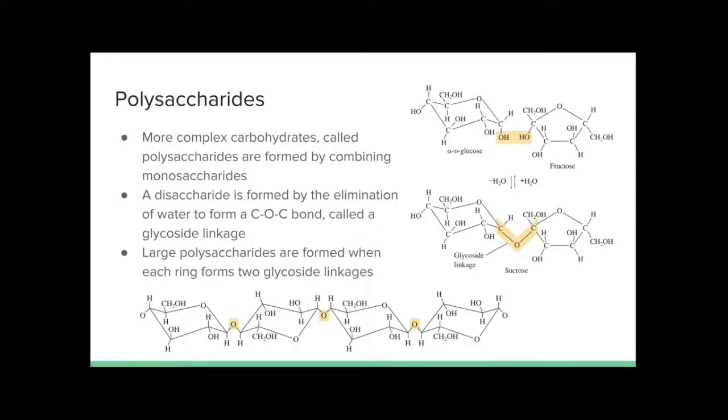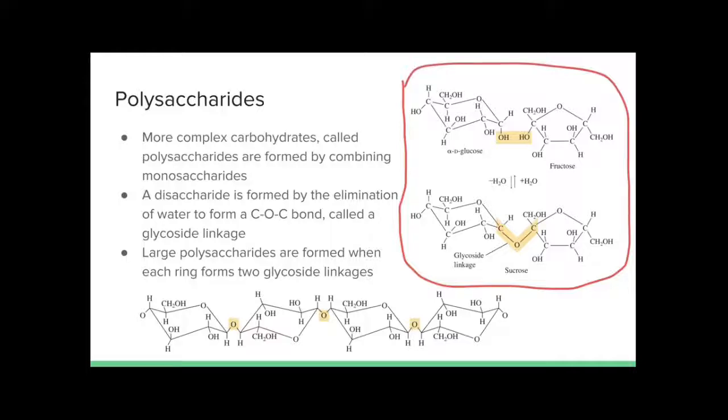Polysaccharides are more complex carbohydrates formed by combining monosaccharides. A disaccharide is formed by the elimination of water to form a carbon-oxygen-carbon bond called a glycoside linkage. And large polysaccharides are formed when each ring forms 2 glycoside linkages. We can see this in action if we look over to the right, where we can see fructose and glucose added together to form sucrose.